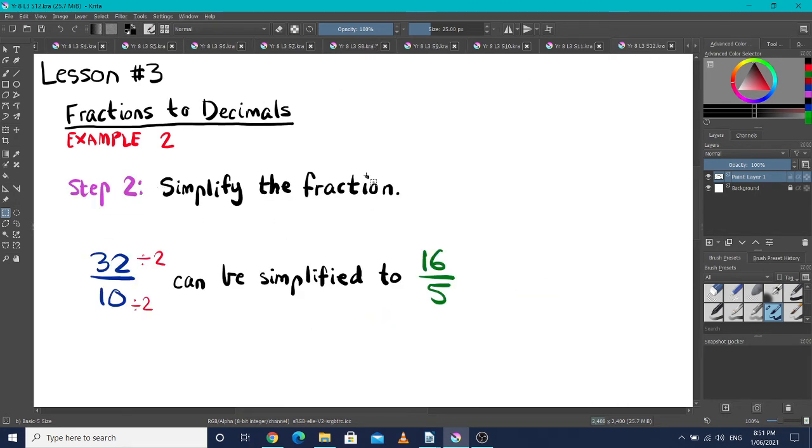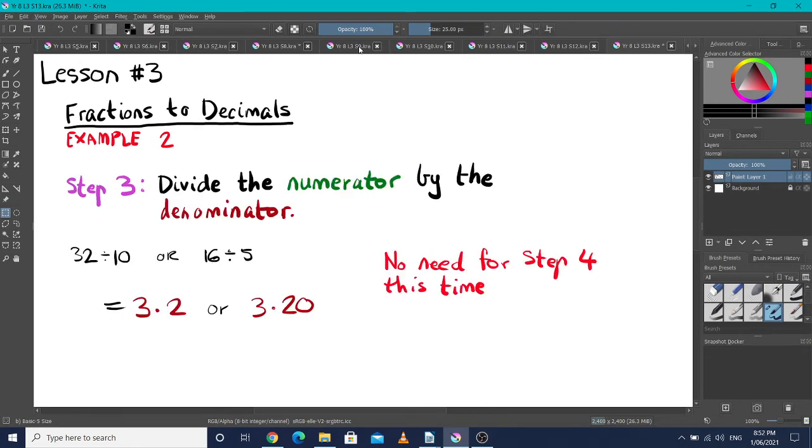We will now simplify the improper fraction. 32 and 10 both have a common factor of 2, so the simplified fraction is 16 over 5. There are no more common factors, so therefore this fraction is in its simplest form. Step 3, which is to divide the numerator by the denominator. 32 divided by 10 or 16 divided by 5 gives us 3.2, or specifying in 2 decimal places, 3.20. There is no need for rounding as the number is not overly complex, it is 2 decimal places already. So this is your answer to 2 decimal places.